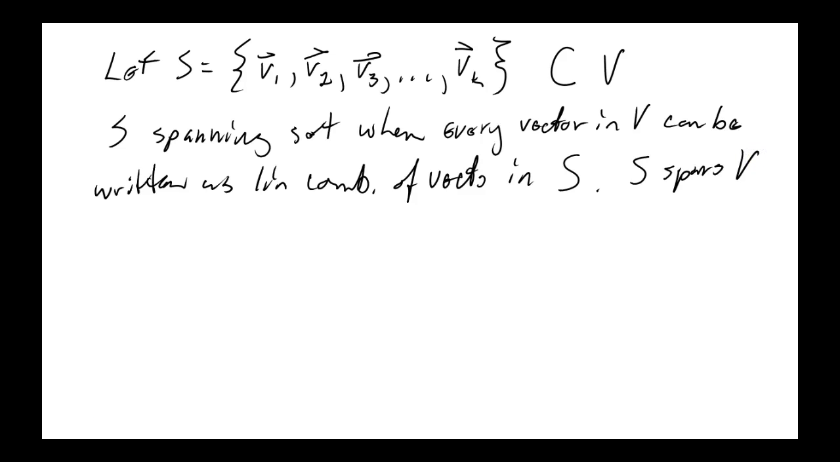Just a few things here. S is not the whole vector space V. It's a subset of that. But it's a spanning set when every vector that's in V, whether it's in S or not, can be written as some linear combination of these vectors that are in S. Then we say that S is a spanning set, and the other way of saying that is S spans the vector space V.